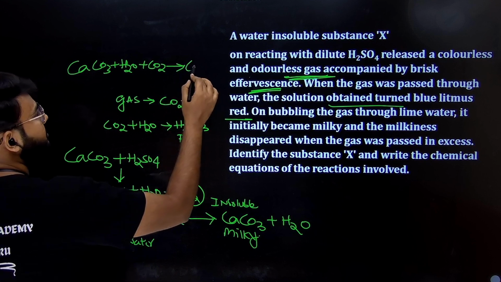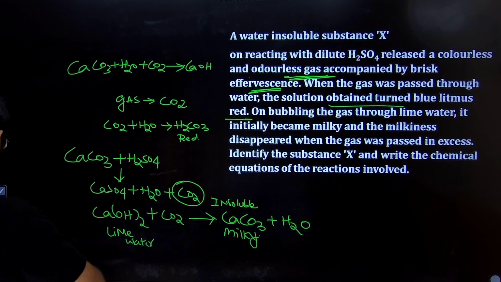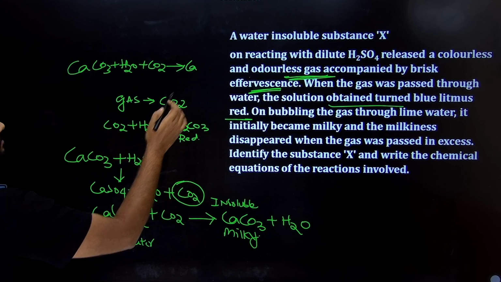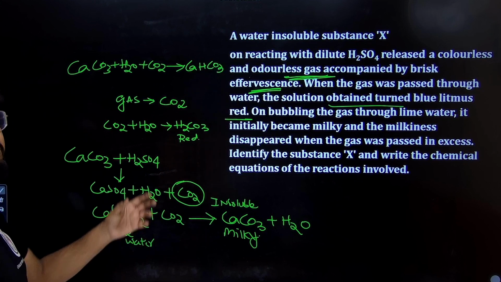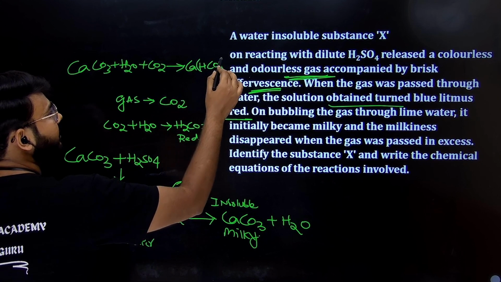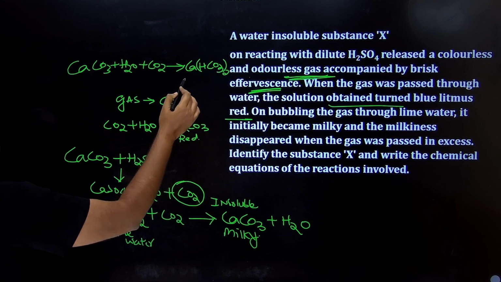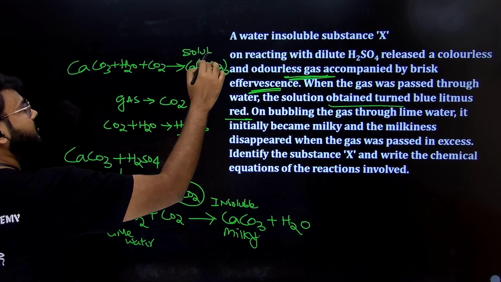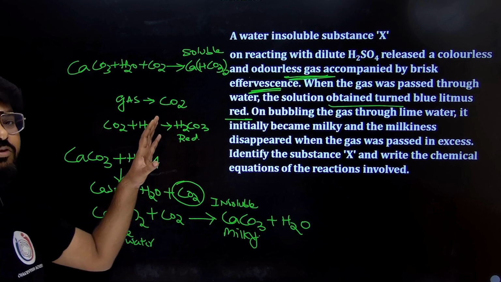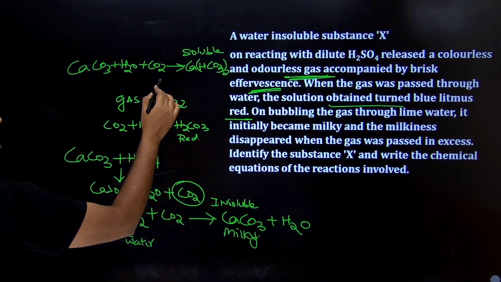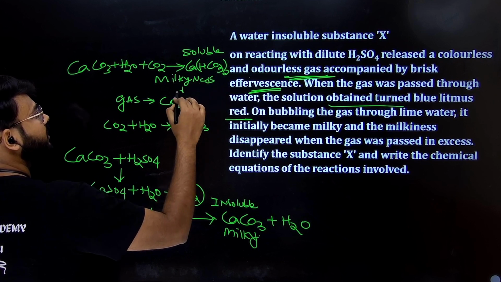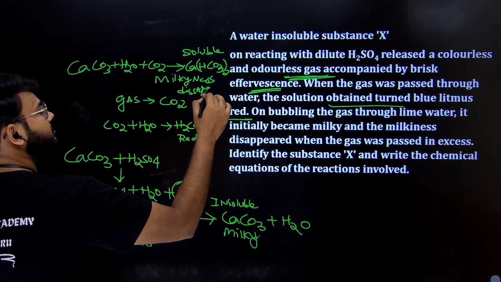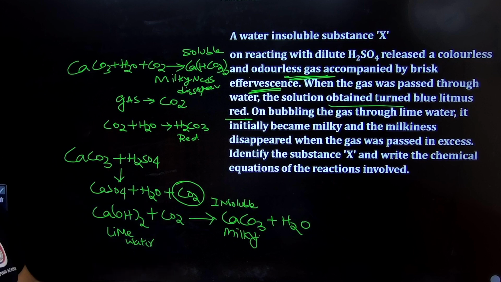So it forms calcium bicarbonate. So it forms Ca(HCO3)2. It will form calcium bicarbonate, whole twice, okay? And you can see it is soluble in water. So calcium bicarbonate is water soluble. That is why the milkiness disappears. So the milkiness will disappear. So this is the final answer.